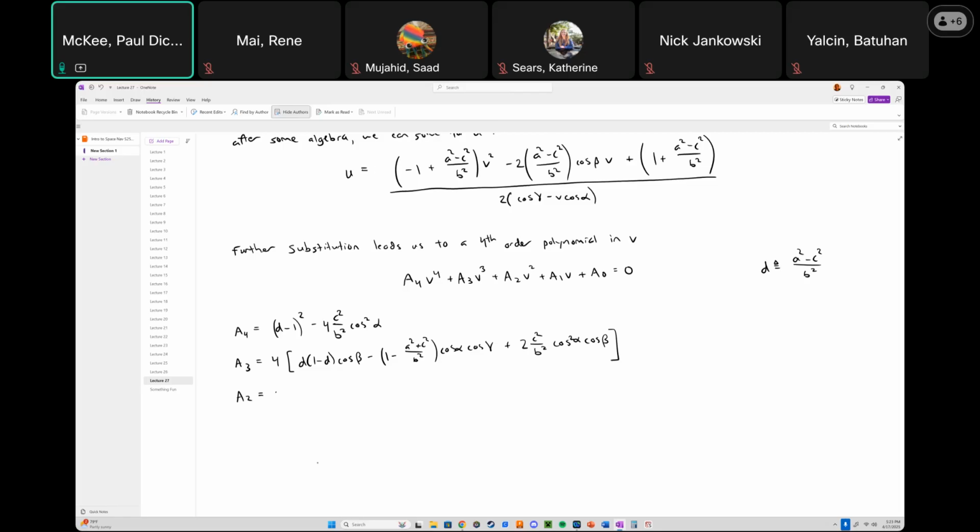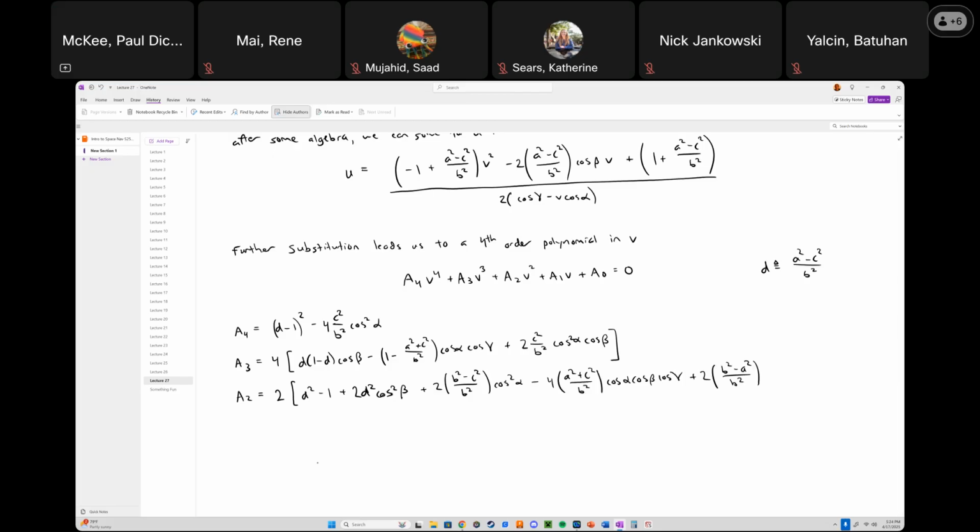A2 is 2, and then we get d squared minus 1 plus 2d squared cosine squared of beta plus 2 times (b squared minus c squared) over b squared, careful, this is b squared, cosine squared alpha minus 4, and then in parentheses, (a squared plus c squared) over b squared, cosine alpha, cosine beta, cosine gamma, plus 2, and then in parentheses, (b squared minus a squared) over b squared, cosine squared gamma. That's the worst one.